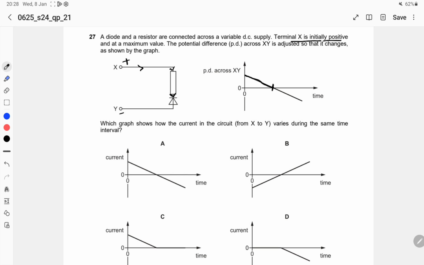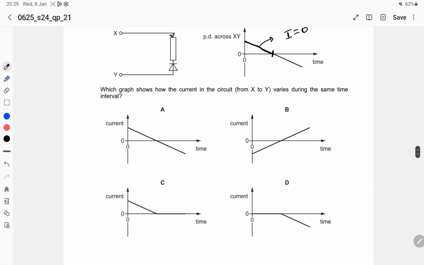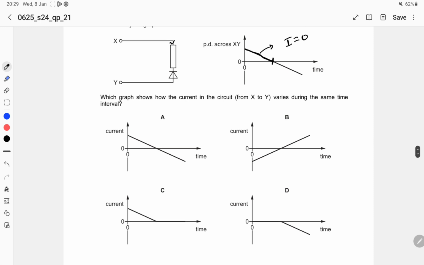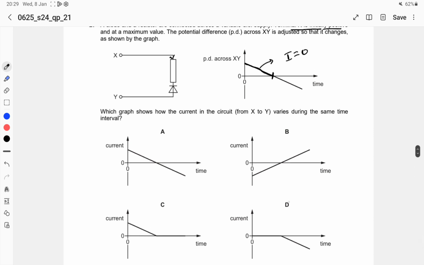If you have seen my video on diode, this is in a reverse bias connection. And whenever a diode is in a reverse bias connection, it won't work, which means for this part of the graph, my current has to be 0. And there is only one graph which tells me my initial current is 0, and that is D.